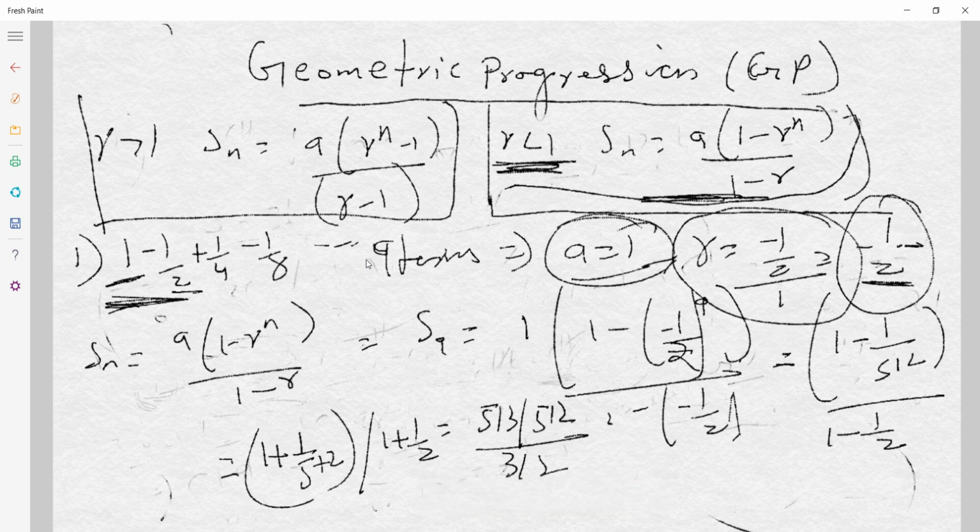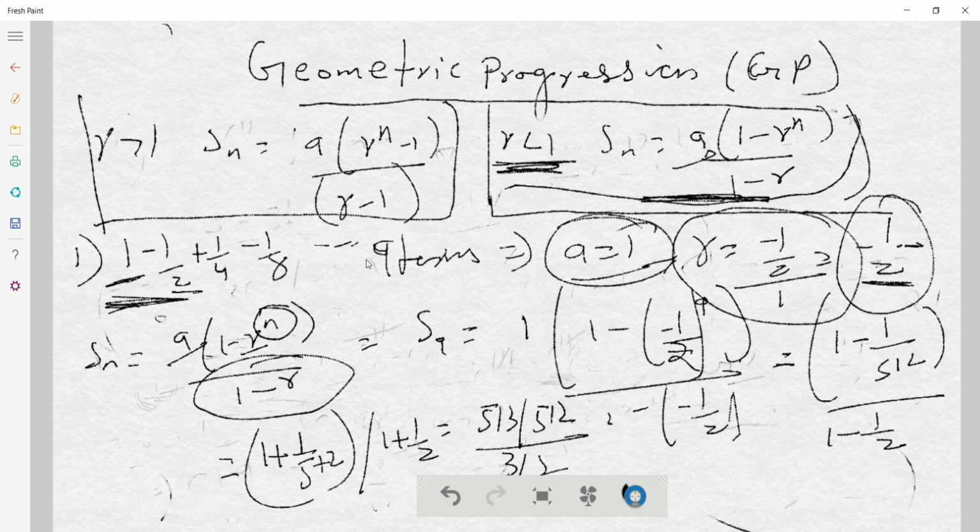Now we're going to use this equation. We substitute the value of a, which is 1, the value of r, which is minus 1 by 2, and the value of n, which is 9. Then we do the similar thing on the denominator, and so we worked out the equation. Nice and pretty straightforward.